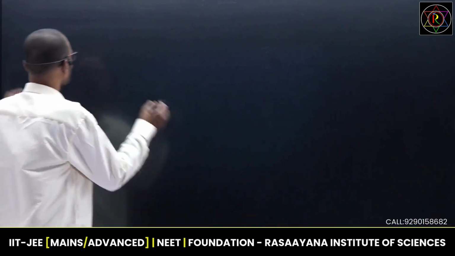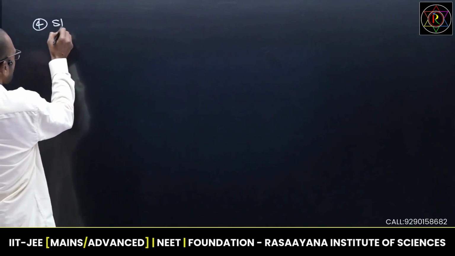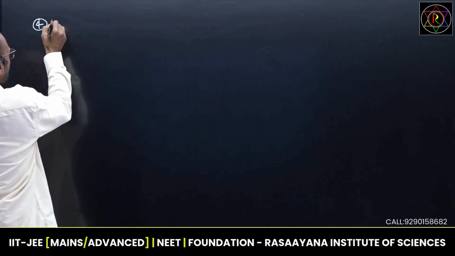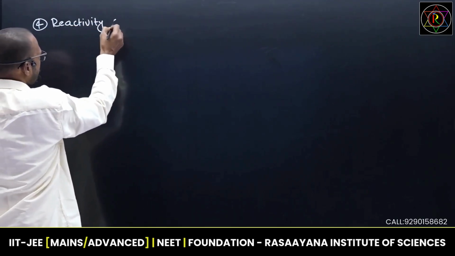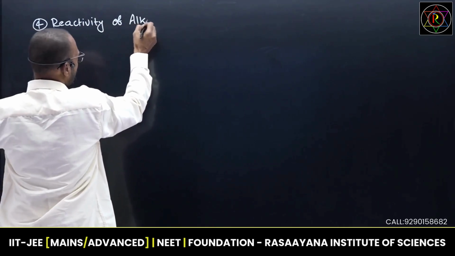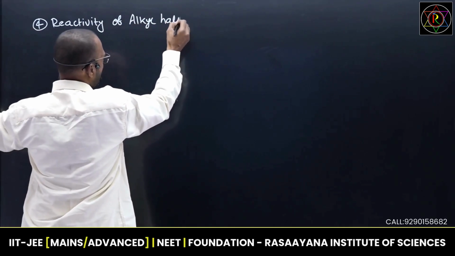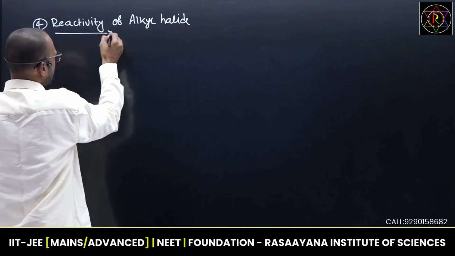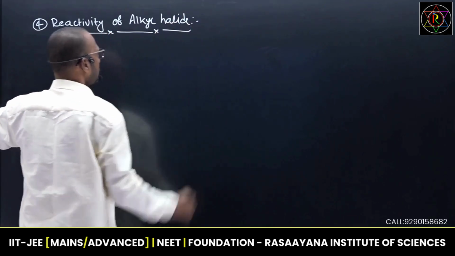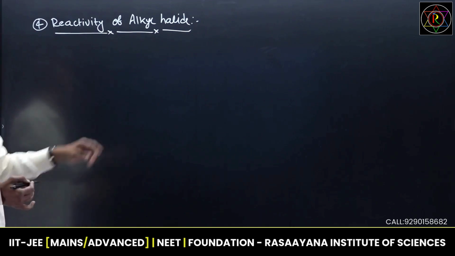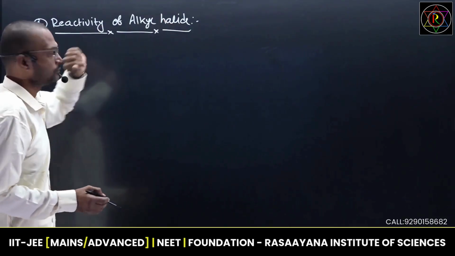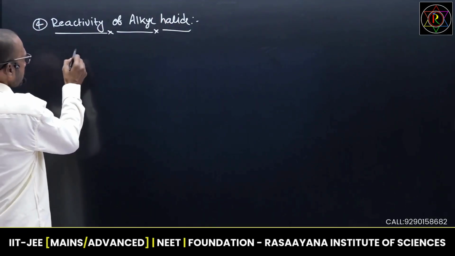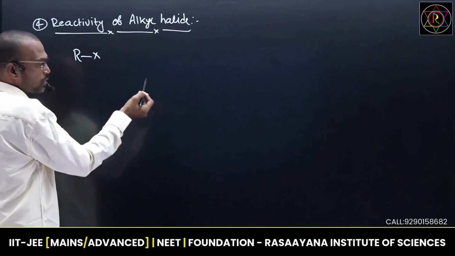Okay, next go through the fourth stability factor, reactivity of alkyl halide. Reactivity of alkyl halide. This is the most important one. You can expect one complete chapter belongs to alkyl halide. In that, maximum factors depend upon the inductive groups only. So generally alkyl halide is nothing but RX. X may be any kind of halogen.